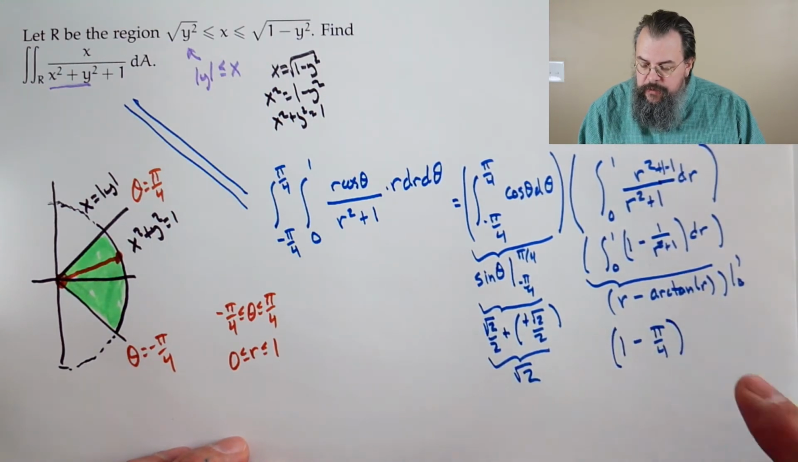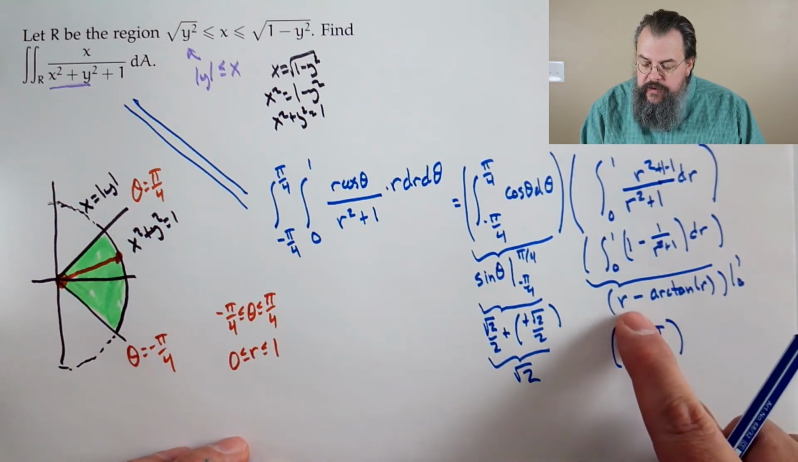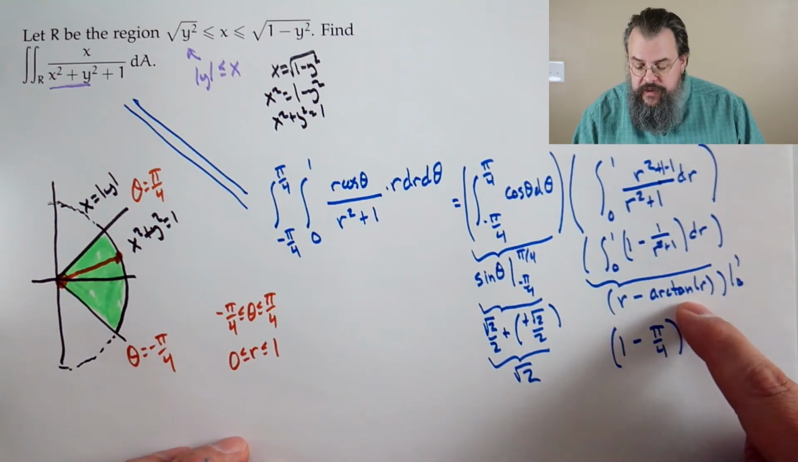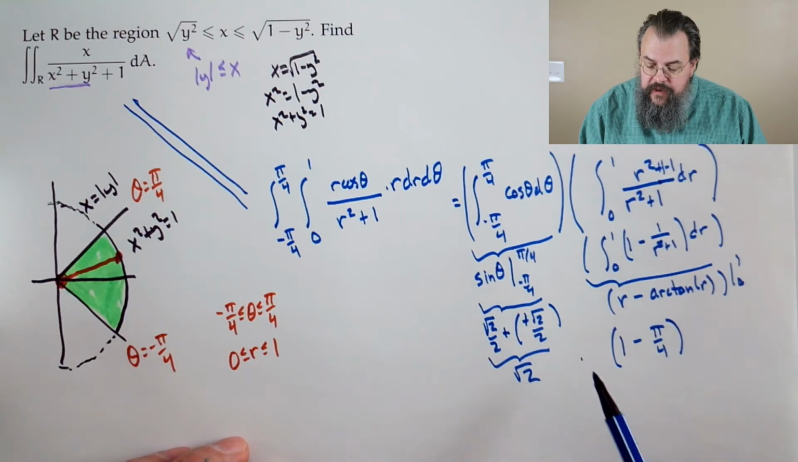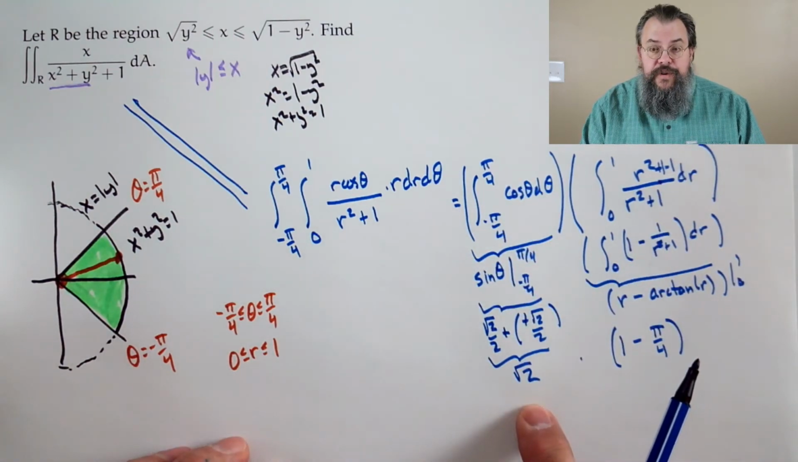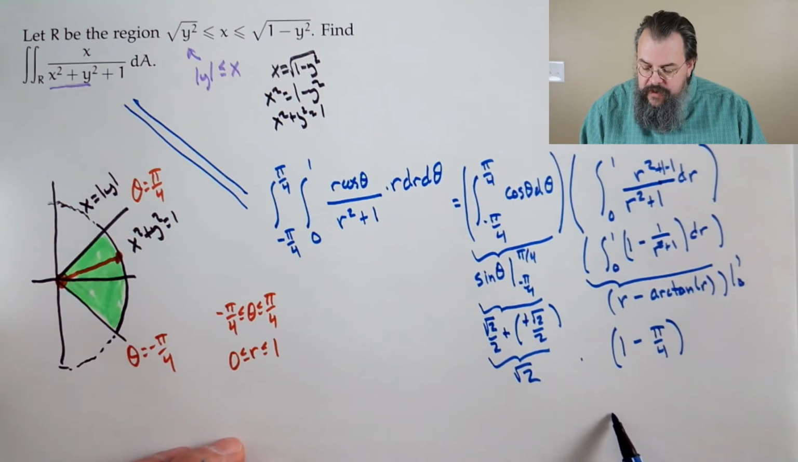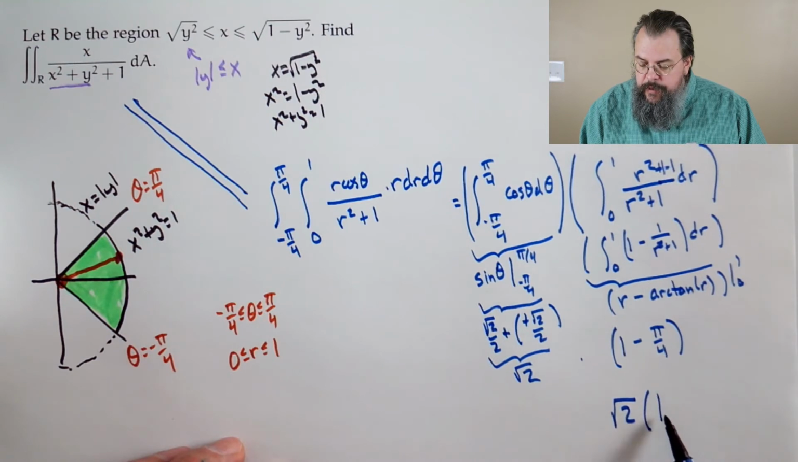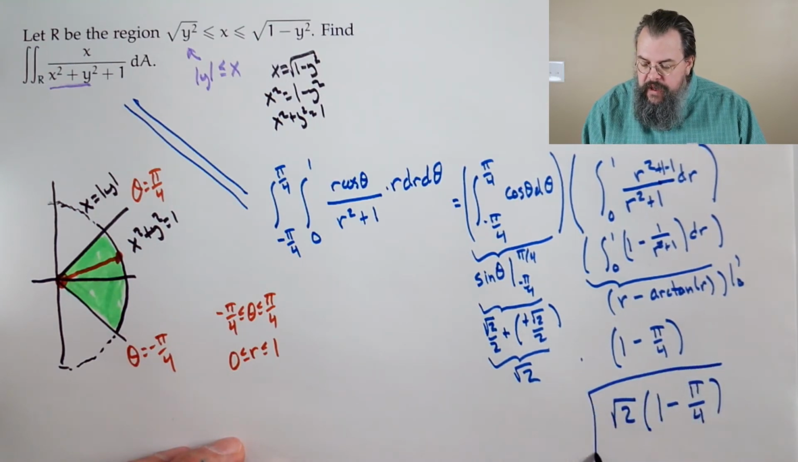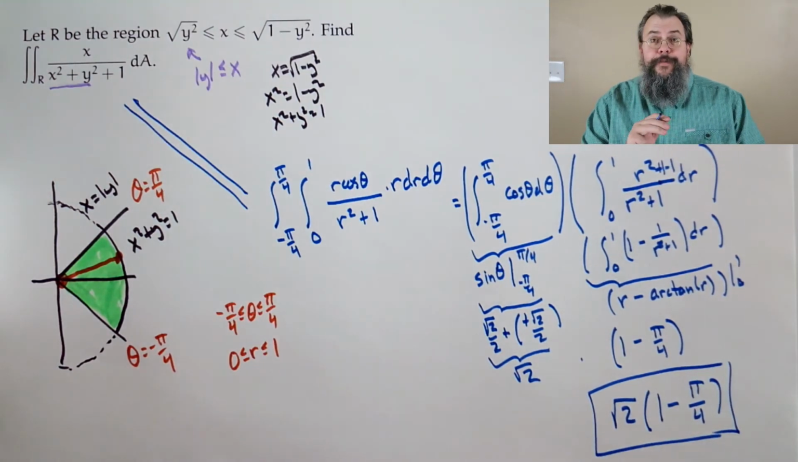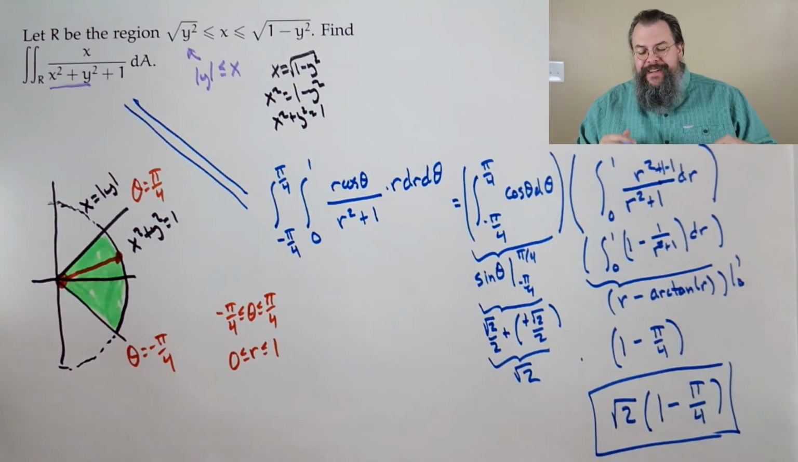And then if we subtract 0, well, 0 and arctangent of 0 are both 0. So that's great. This part becomes root 2. This part becomes 1 minus pi fourths. So our final answer is what you get when you multiply them together: square root of 2 times 1 minus pi over 4. And we're done. Wow.